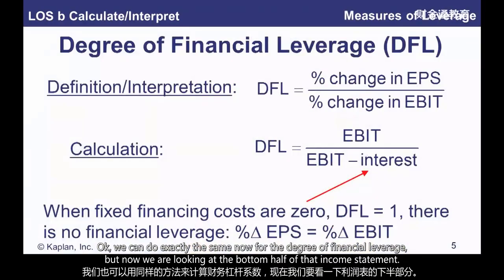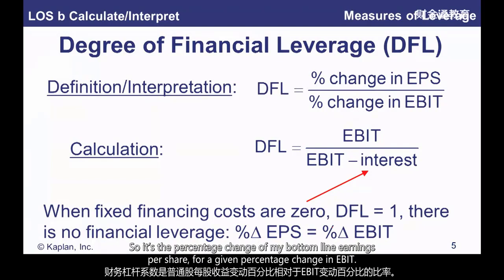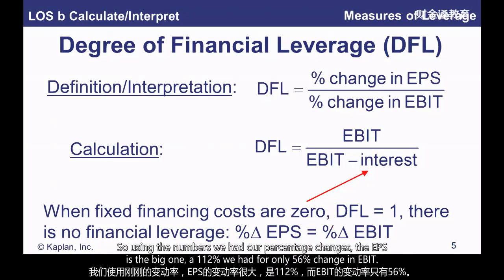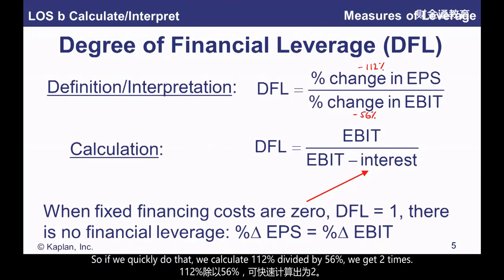Okay, we can do exactly the same now for degree of financial leverage, but now we are looking at the bottom half of that income statement. So it's the percentage change in my bottom line earnings per share for a given percentage change in EBIT. So I'm looking at this bit between operating profit down to bottom line net income. So using the numbers, we had our percentage change in EPS. That was a big one, wasn't it? 112% we had for an only 56% change in EBIT. So if we quickly do that on our calculator, 112 divided by 56, we get 2 times.